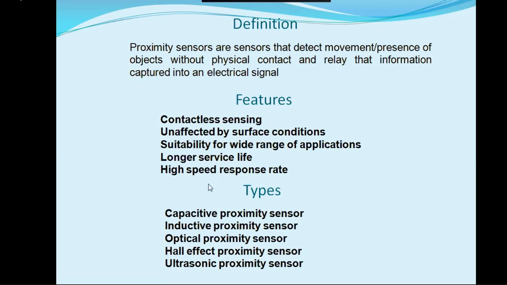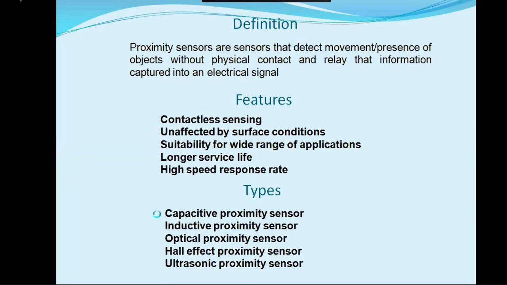Okay, capacitive and inductive type proximity sensors. Except for the capacitive and inductive proximity sensors, other proximity sensors also exist: the optical proximity sensors, Hall effect proximity sensors, and another, the ultrasonic proximity sensors. Okay, there are five types of proximity sensors.